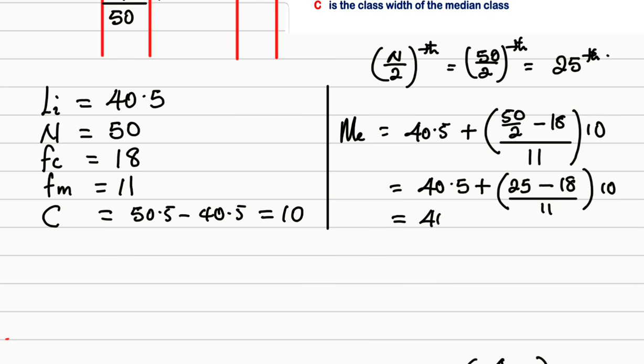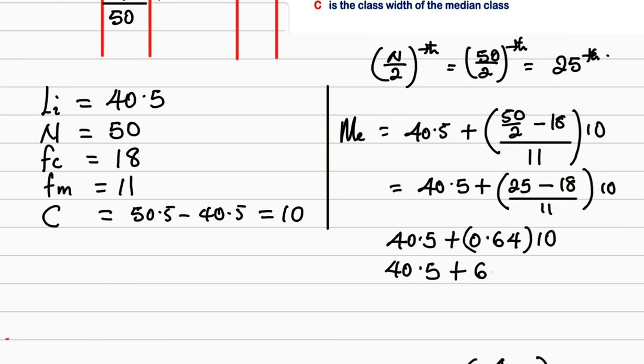So therefore, we have 40.5 plus 0.64 times 10, which is 40.5 plus 6.4. So our median will be equal to, using our calculators, 46.9. So this is our median. It's actually very simple, okay? So can we now move quickly to get our mode?